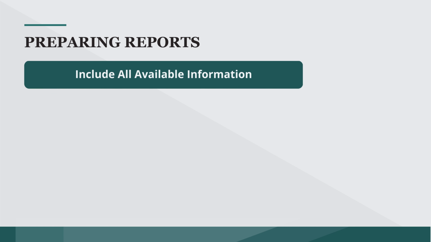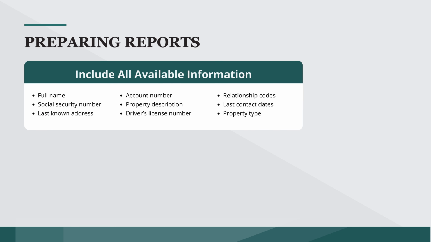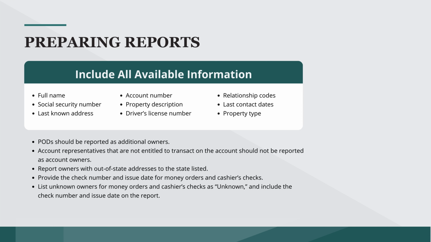Please include all available information for each owner, including their full name, social security number, last known address, and account numbers. Individuals listed as payable on death beneficiaries should be reported as owners with the correct relationship type code. Individuals listed as account representatives but who are not entitled to transact on the account should not be reported as account owners. If the unclaimed property owner's last known address is in a state other than Texas, you should report that property to the state of the owner's last known address.